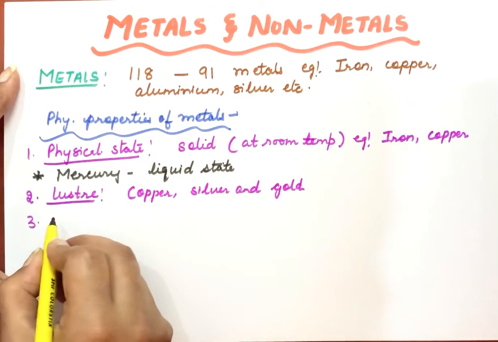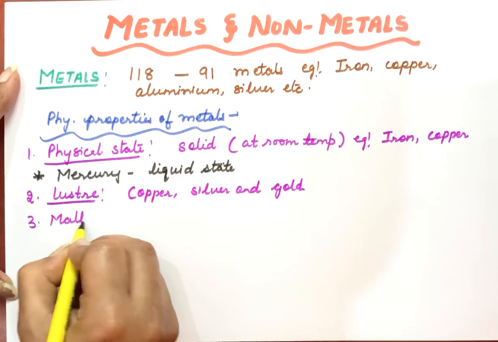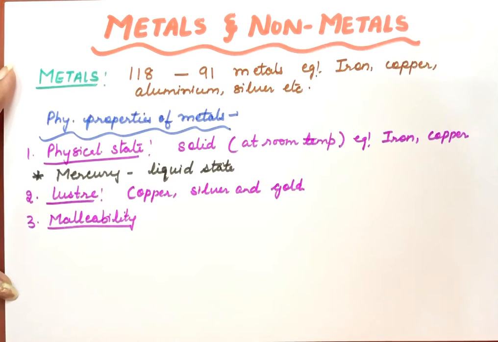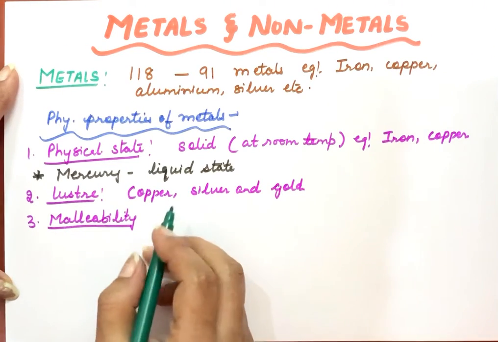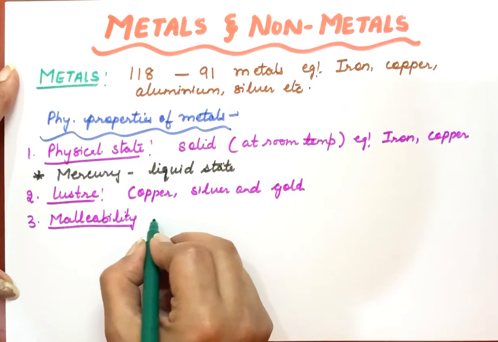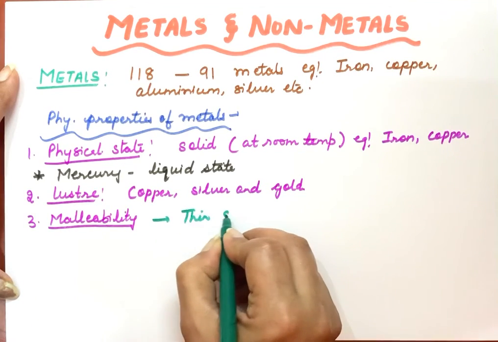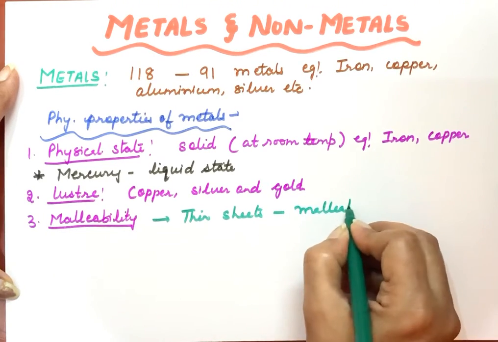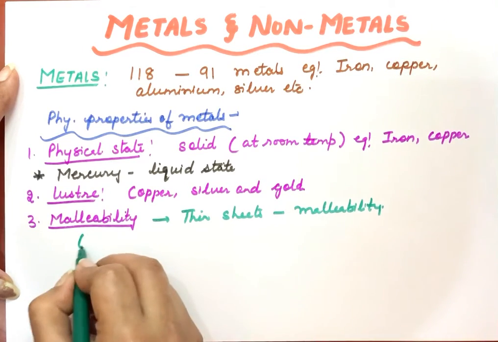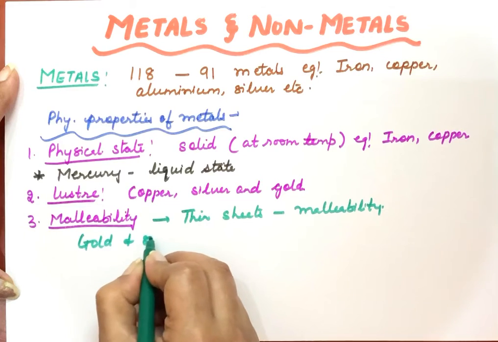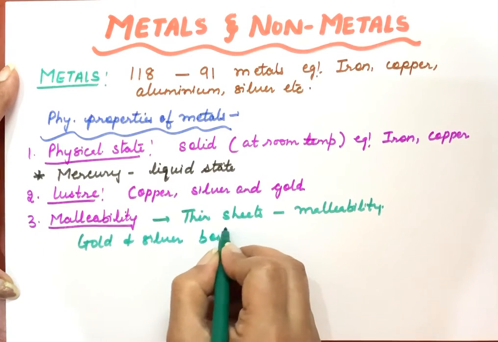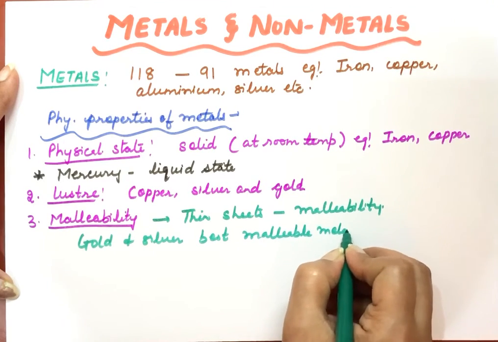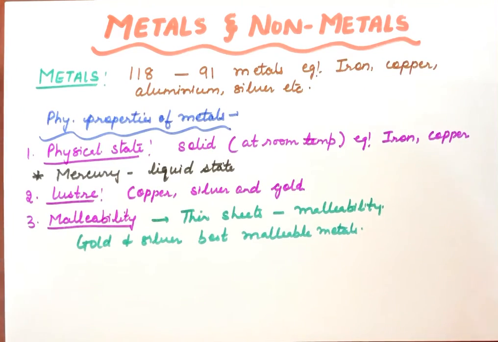Third property is malleability. Malleability means when we take a piece of metal and beat it with a hammer, it changes into a thin sheet. So changing metal into thin sheets by hammering is known as malleability. The best malleable metals are gold and silver. We can make very thin sheets of gold and silver.